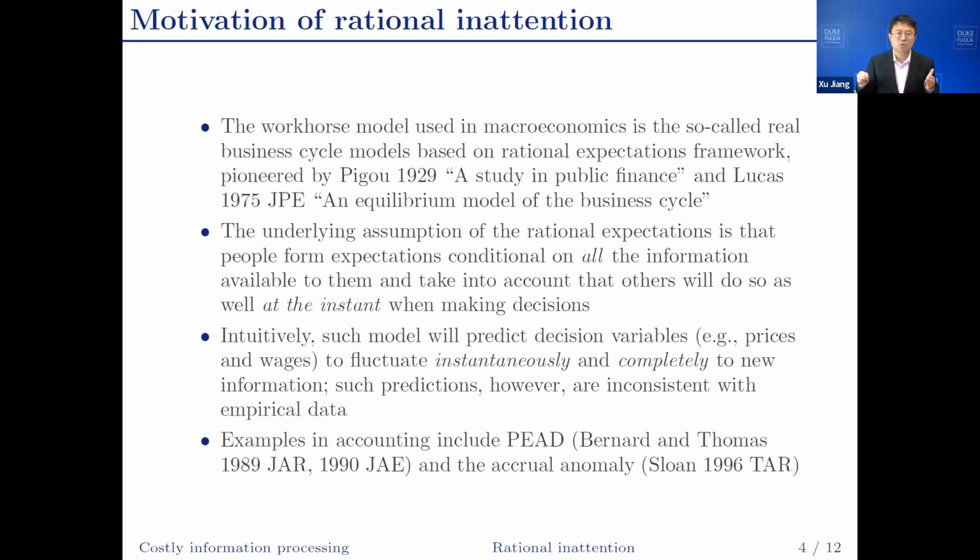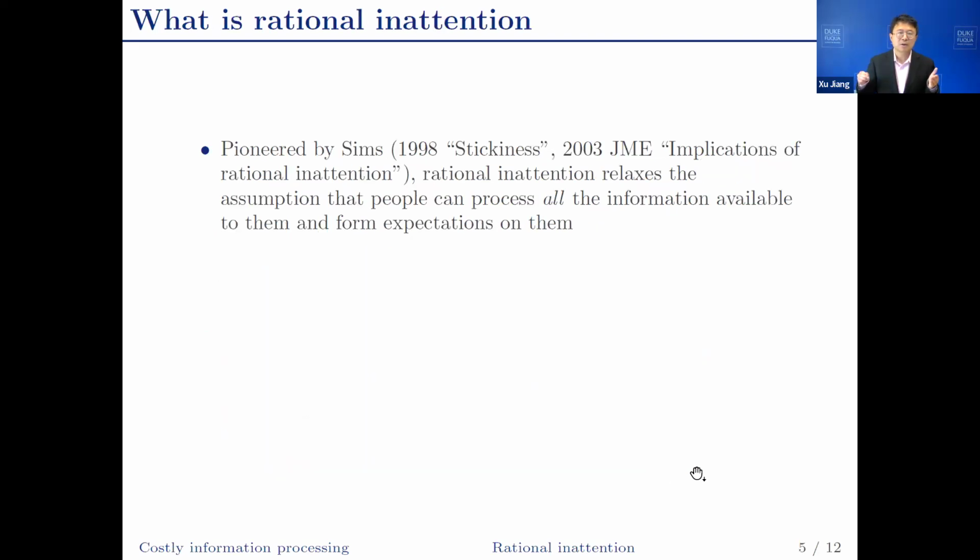As we discussed in Lesson 1 of Module 1, when your theory is inconsistent with empirical findings, you need a new theory. In this case, empirical findings come first, and then the new theory comes later. The new theory, pioneered by Sims, is what we call rational inattention models. Rational inattention relaxes the assumption that people can process all the information available to them and form expectations on it.